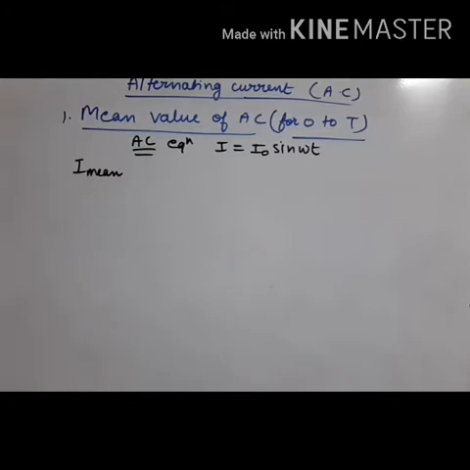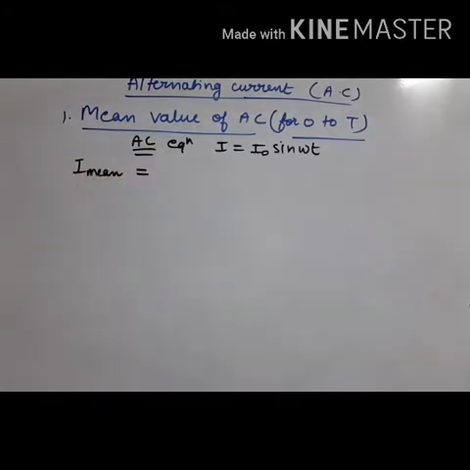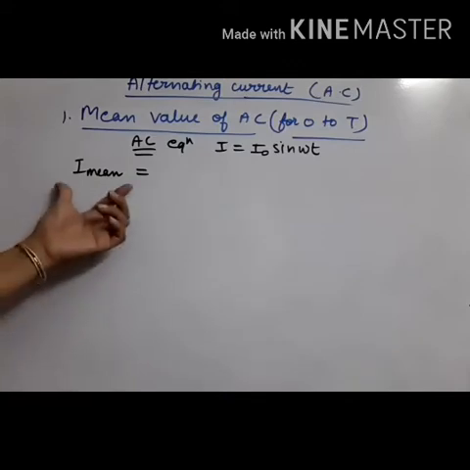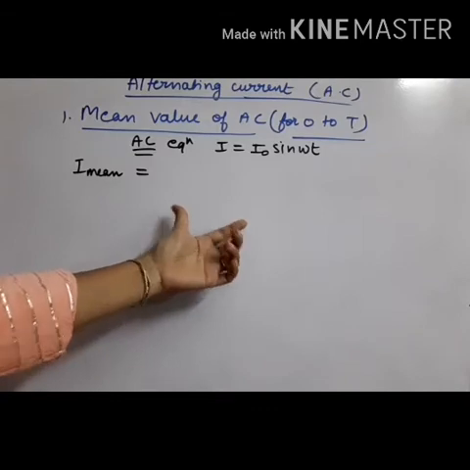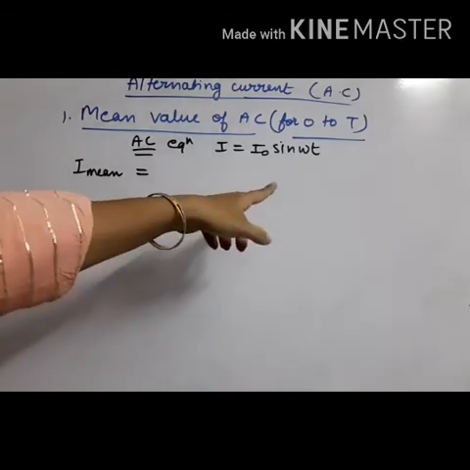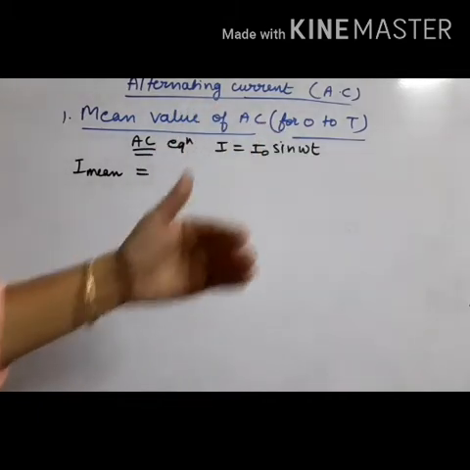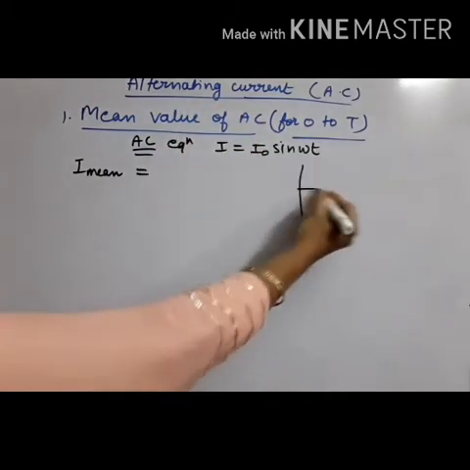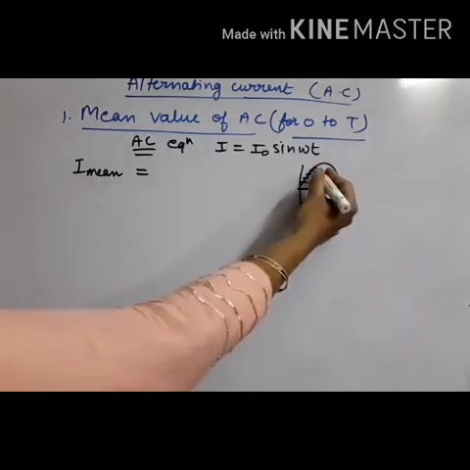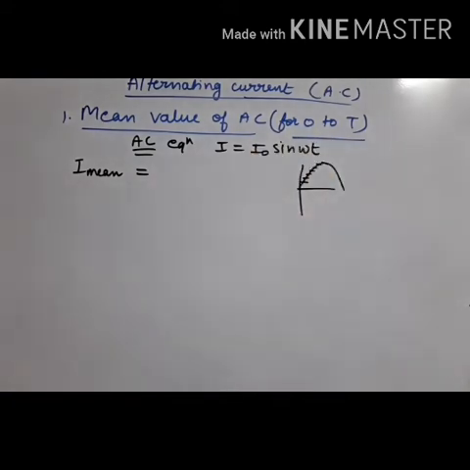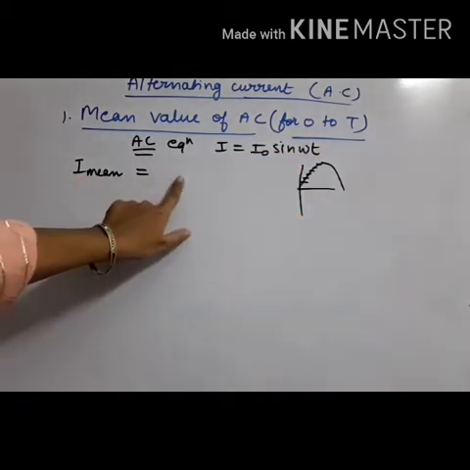We will call it I mean. As is the procedure for calculating a mean, the mean of any data means the sum of the data upon the number of data. Since the current values in AC are continuous when we draw the graph of AC, we can divide the graph into as many values. So whenever the graph is continuous, in place of summation we should use integration.